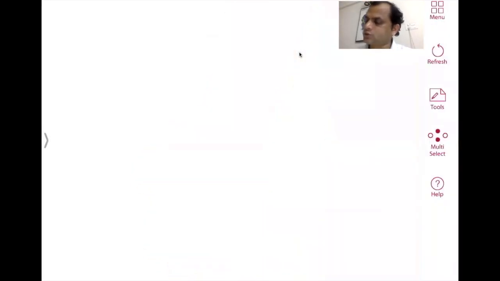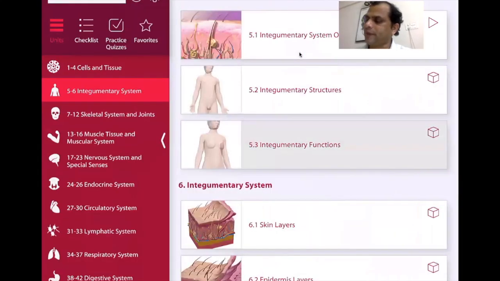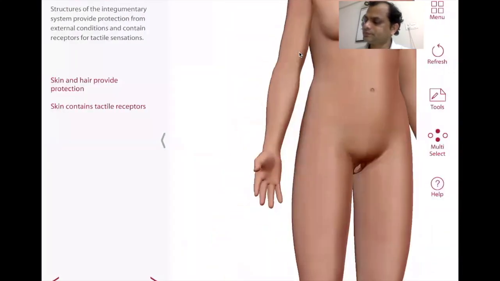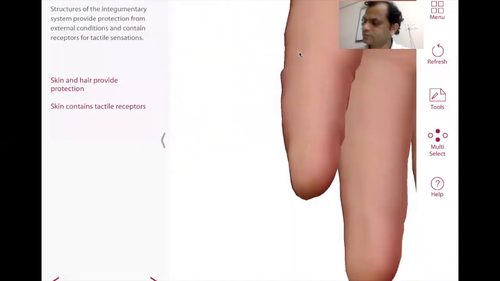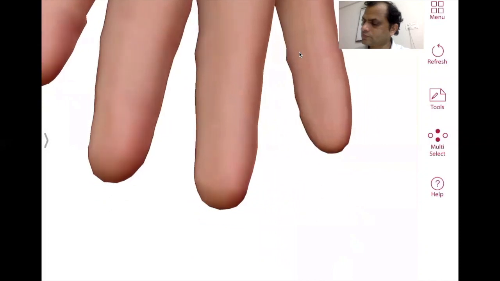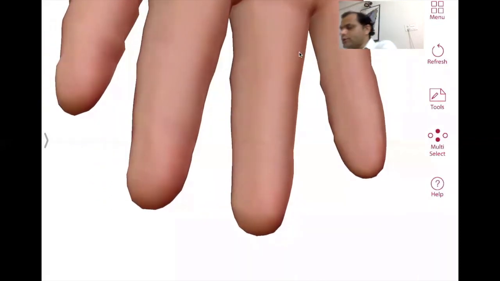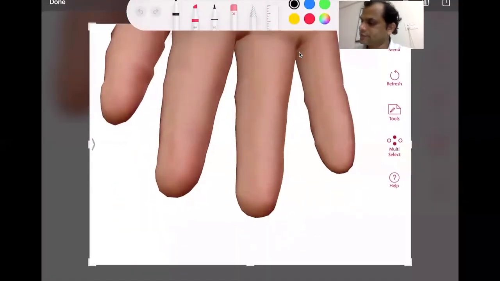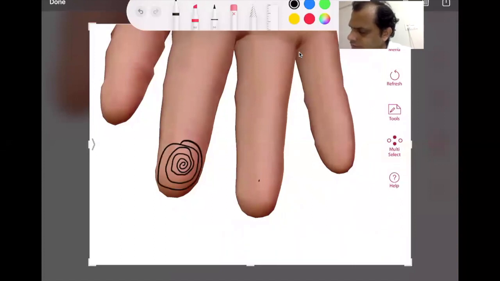जब हम फिंगर पैड्स को देखते हैं, when we see the finger pads, so in the finger pads, we can see a small circle like that, or something like that, some different shape. But every circle having one center.